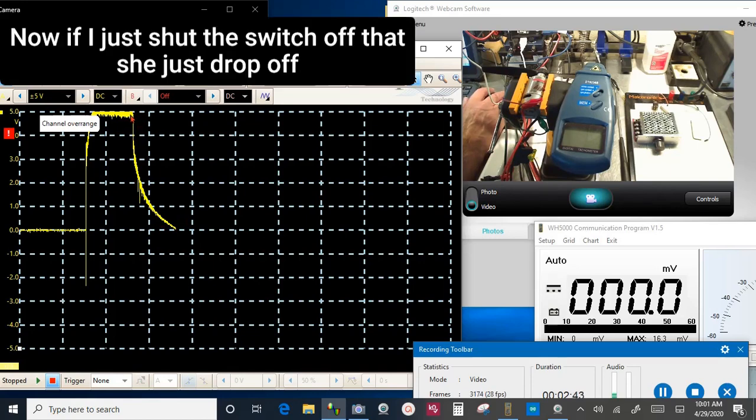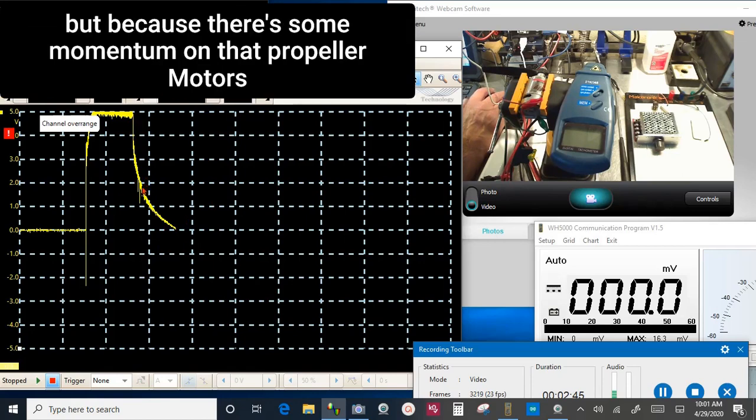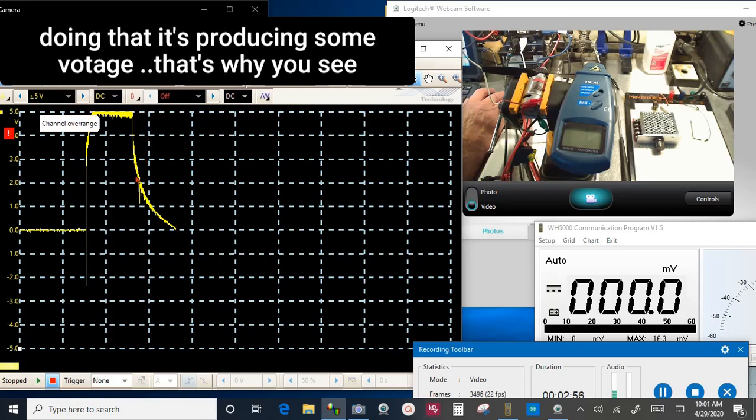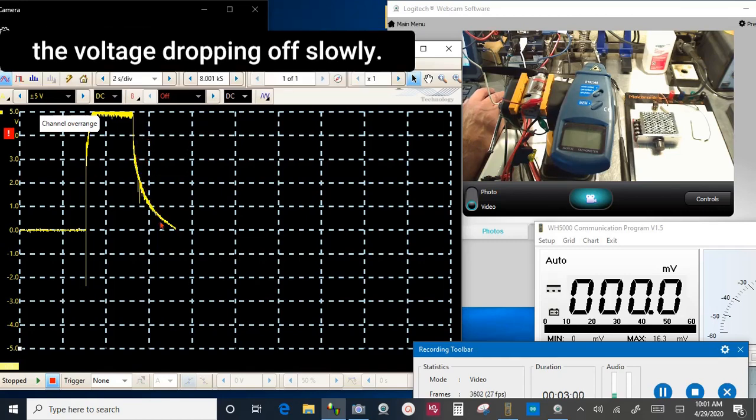Normally if I just shut the switch off, that should just drop off, but because there's some momentum on that propeller, the motor's continuing to slow down instead of just stopping. And as it's doing that, it's producing some voltage. That's why you see the voltage dropping off slowly.